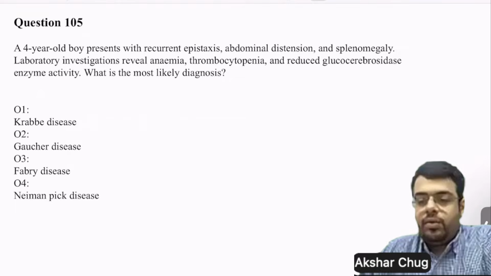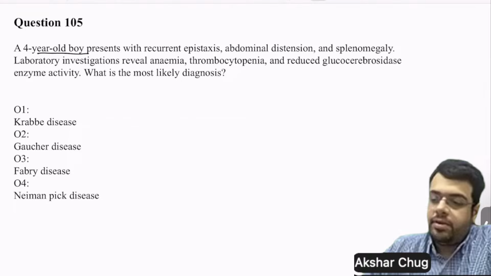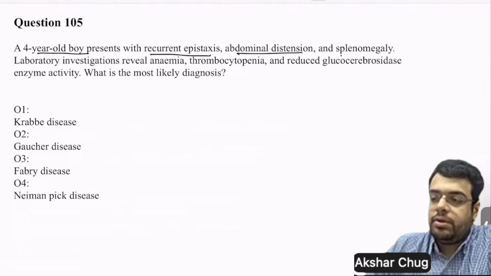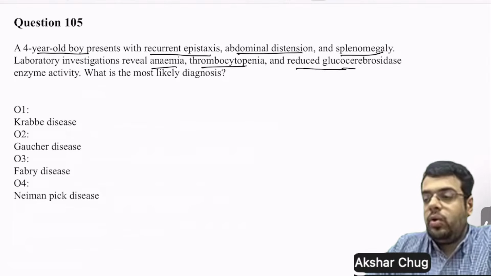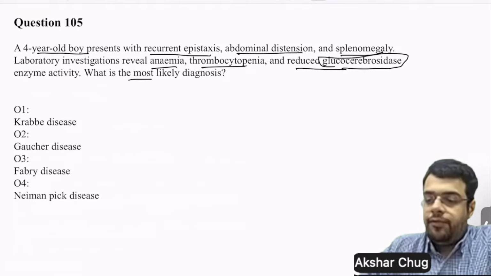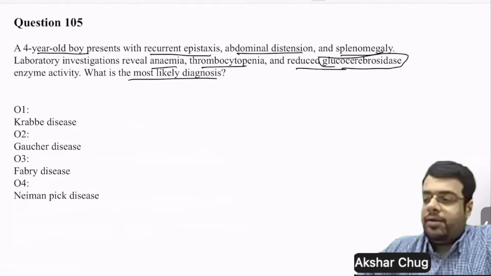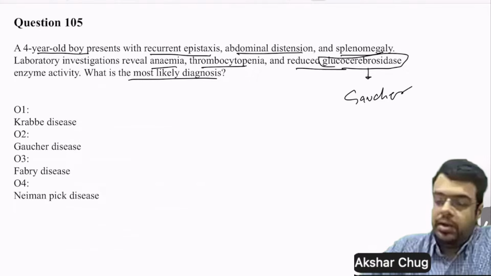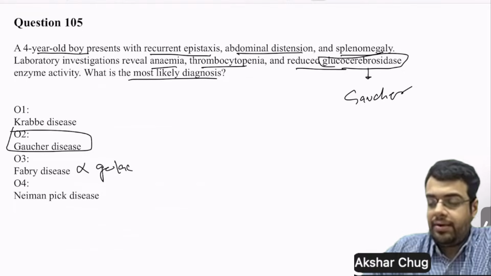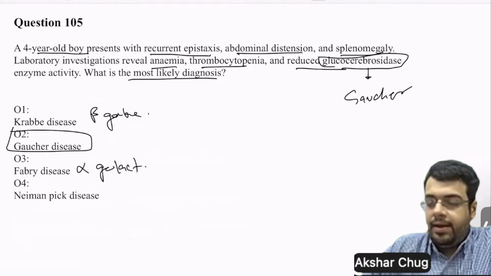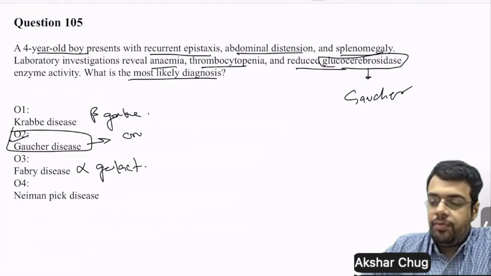Moving on to question 105. A 4-year-old boy presents with recurrent epistaxis, abdominal distension, splenomegaly. Laboratory investigation revealed anemia, thrombocytopenia, and reduced glucocerebrosidase. Which of the following is the most likely diagnosis? In the earlier question, we had seen that glucocerebrosidase deficiency is seen in Gaucher's disease. So here the answer would be Gaucher's. Fabry's is alpha galactosidase. Krabbe's is beta galactosidase. So Gaucher's would be the answer, and in Gaucher's we can see crumpled tissue paper appearance.